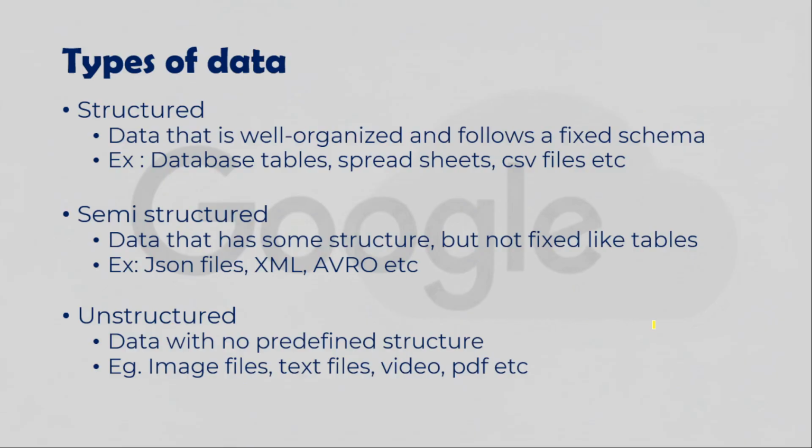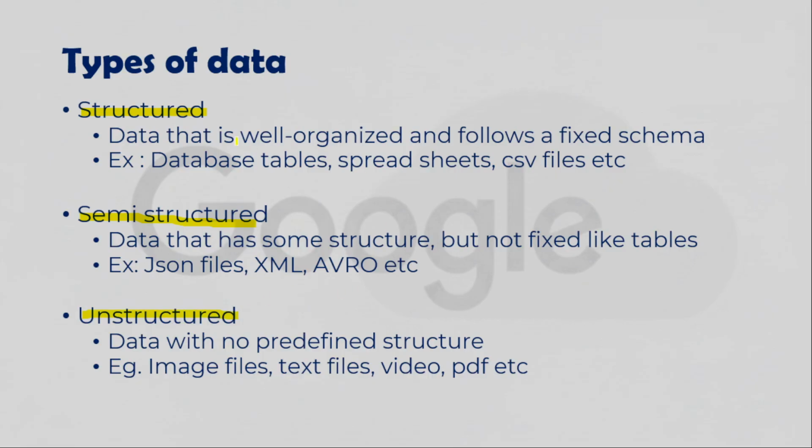In the previous session, we discussed what a pipeline is and how it is important. But now it's time to understand the different types of data that flow through the data pipeline. Broadly, data can be classified into three major types: structured data, semi-structured data, and unstructured data. So let's go with what is structured data.